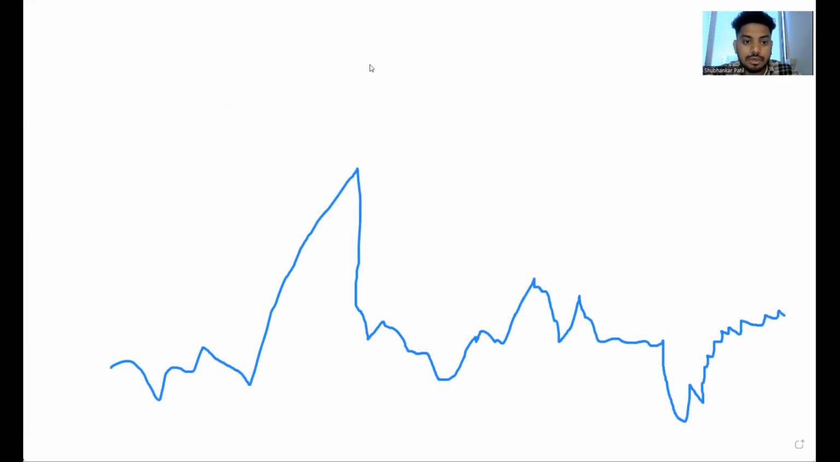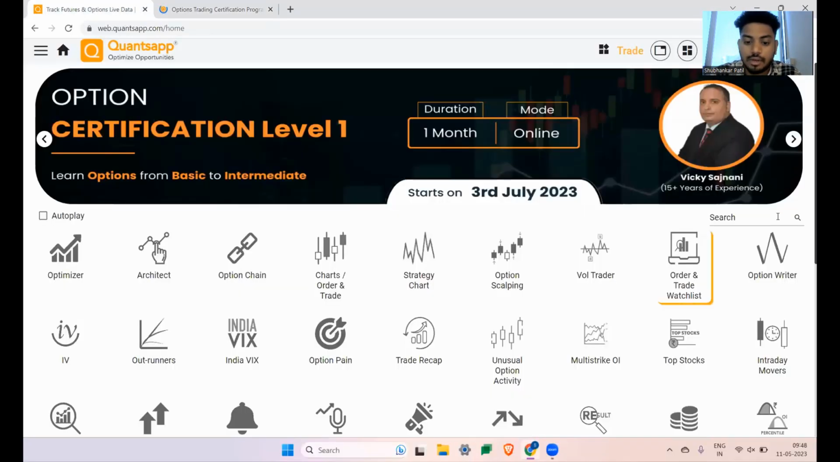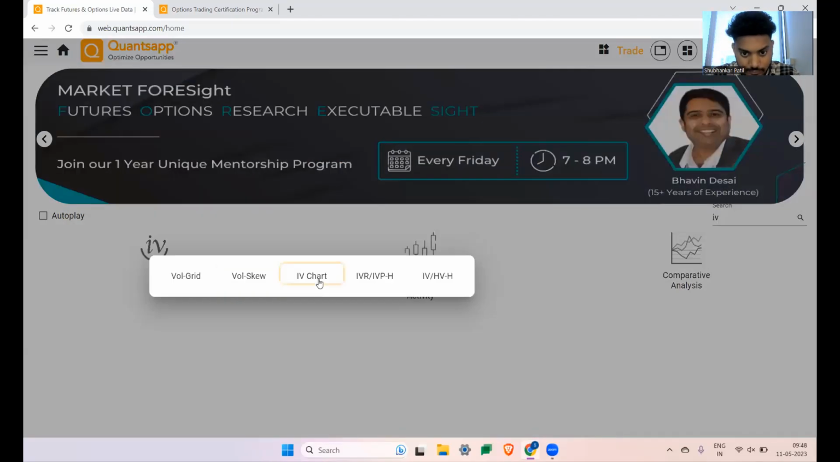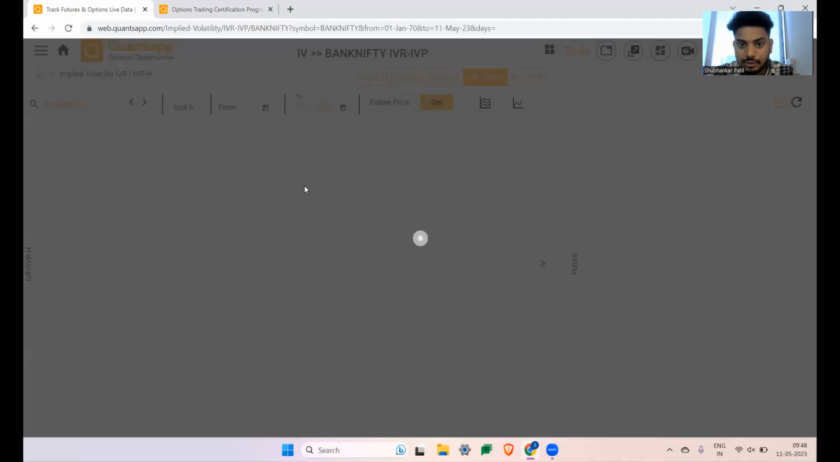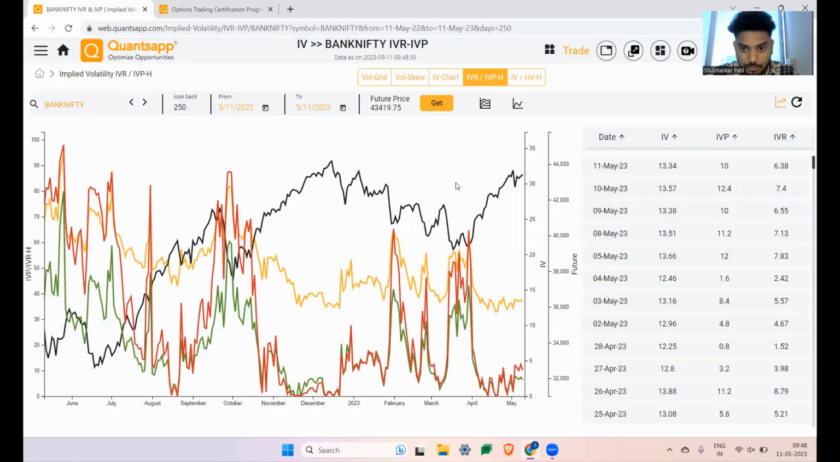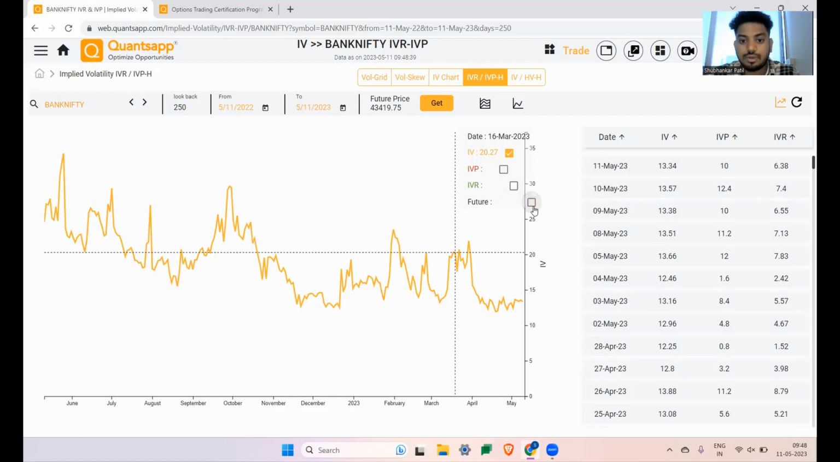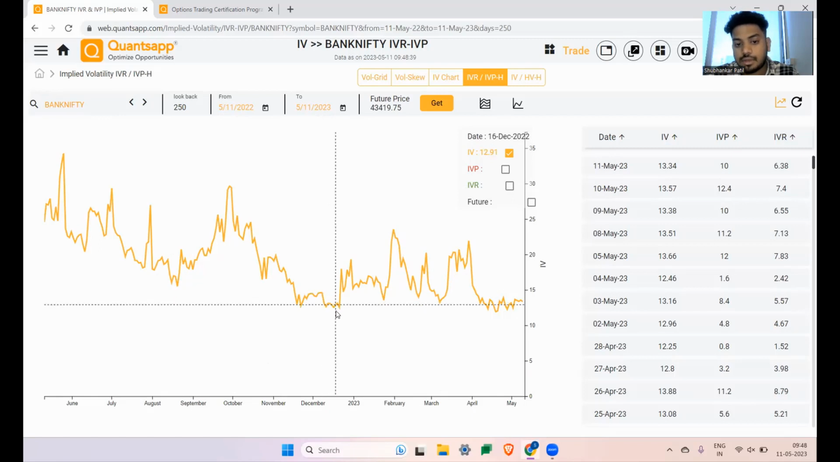It will not trend. So let's just quickly see one example of that, and then we will come to what we are trying to achieve. So let's say IV. I'll take you to IVP IVH. So let's just remove all of the other things which I don't want. And this is how the Bank Nifty's IVs are looking. Now if you see, if it is at the top, it collapses. If it is at the bottom, it spikes up.